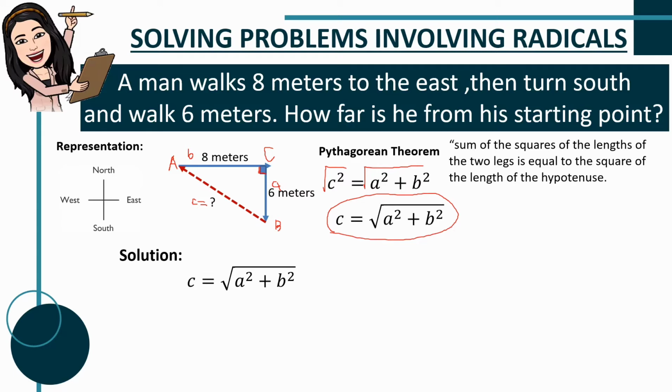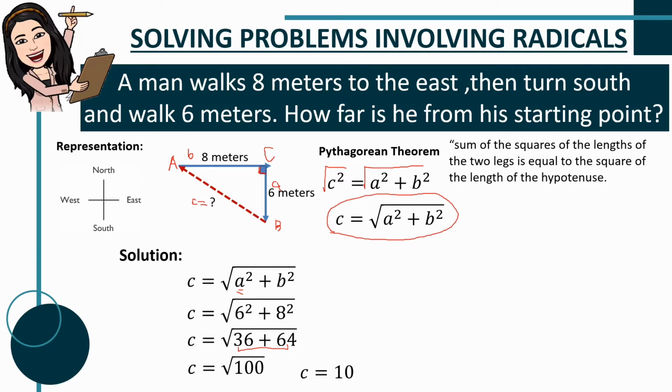What is the value of C? Okay. C is missing. Now, how about A? A is, okay, we have 6. 6 squared plus, how about B? We have 8 squared. Now, simplifying, 6 squared is equal to 36. 6 times 6 is 36, and 8 times 8 is 64. Let us perform this operation. I-add natin. 36 plus 64 is 100. So, what is the square root of 100? So, that is equal to 10. So, therefore, C is equal to 10.